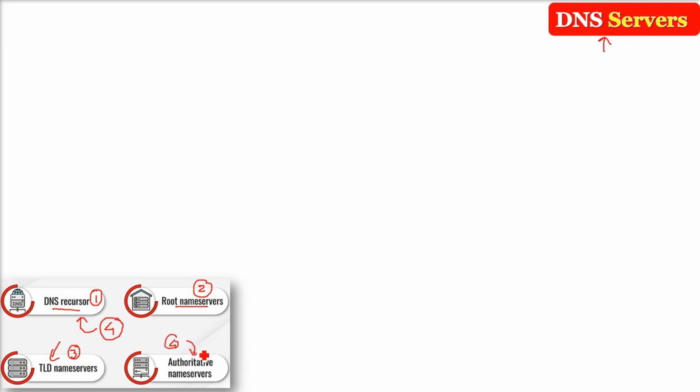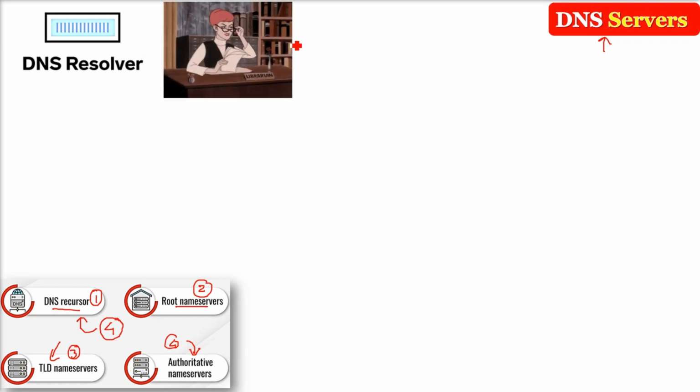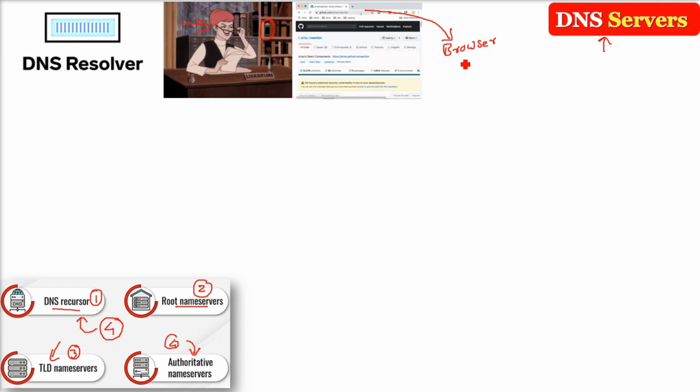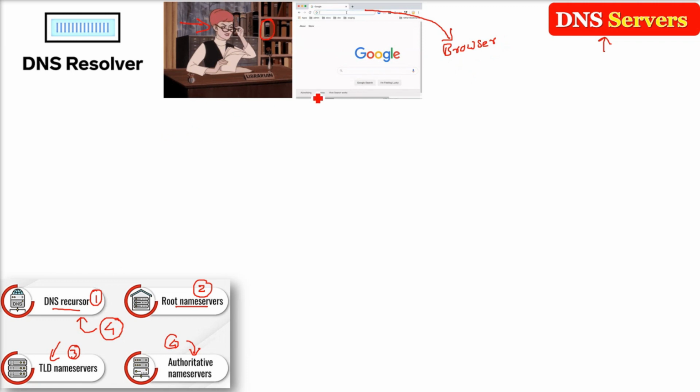So this DNS resolver or recursor can be thought of as a librarian who is asked to go and find a particular book somewhere in the library. Now this DNS recursor is a server designed to receive queries from client machines through applications such as a web browser. Typically, the recursor is then responsible for making the additional requests in order to satisfy the client's DNS query.